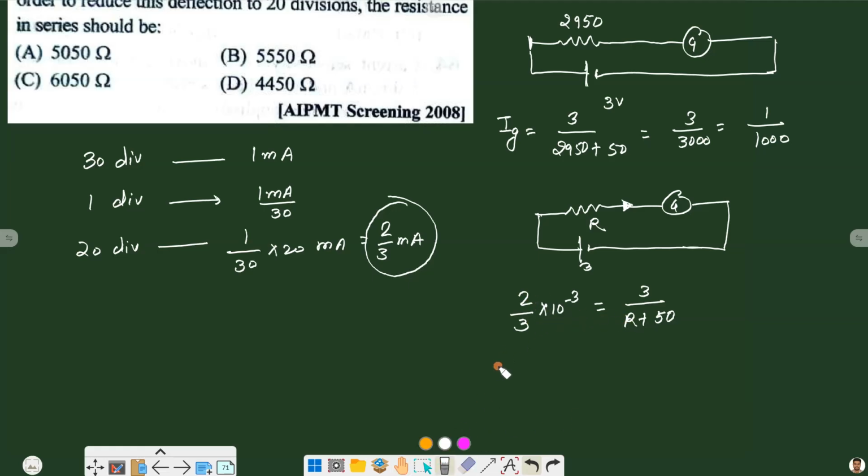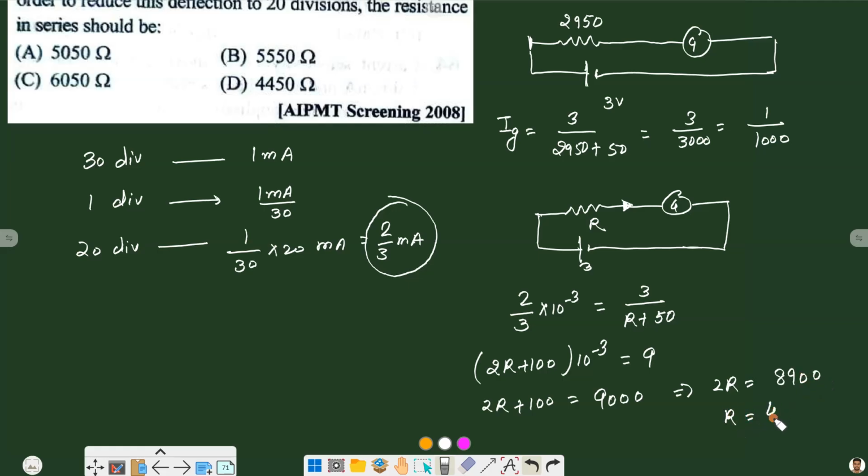Here from this we will get (2R + 100) × 10^-3 = 9, and this will be written as 2R + 100 = 9 / 10^-3, that is 9000. So 2R = 8900 and R will be 4450. So option D will be the right answer here.